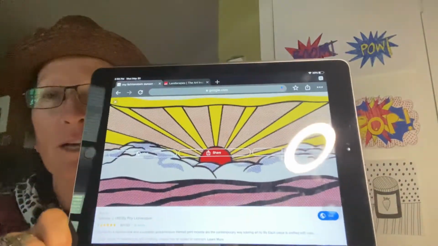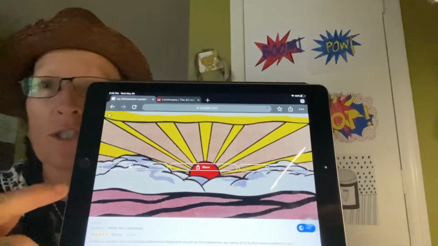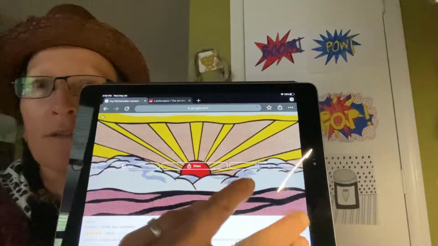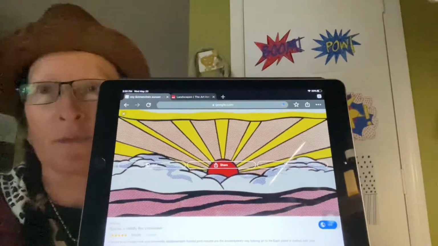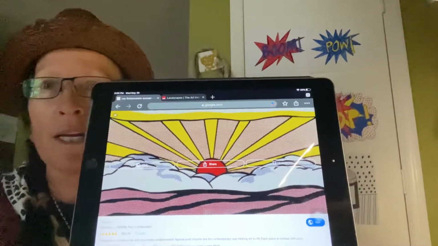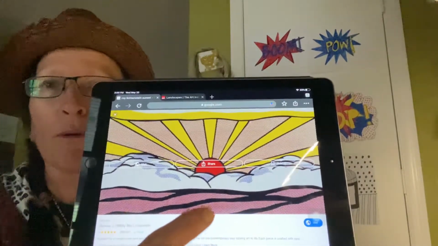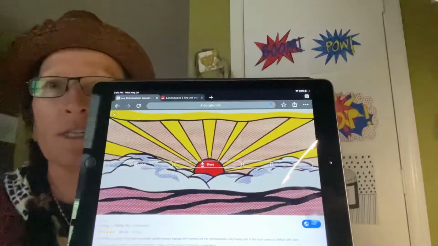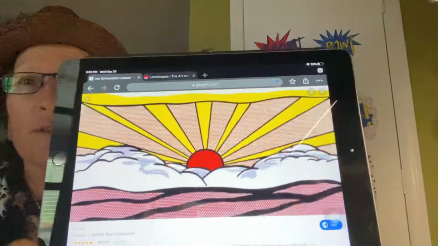Today we're going to focus on solid bands of color. And we're going to see that these solid bands of color and these mass groupings of dots, the Ben-Day dots, which he's famous for, create a pictorial sense of space. We see our rivers, we see our mountains, we see our clouds, and we see that the sun is rising.